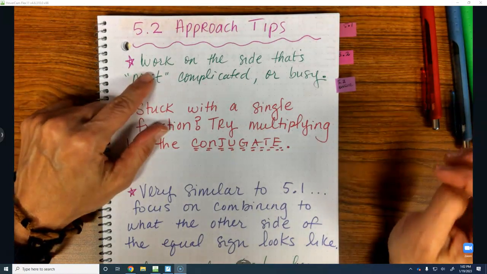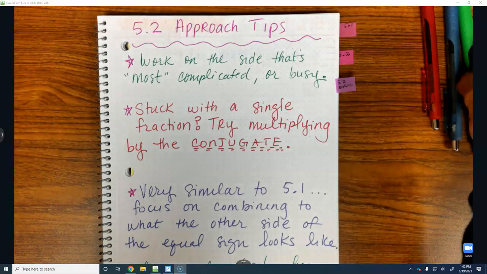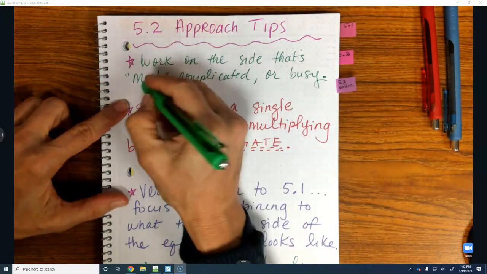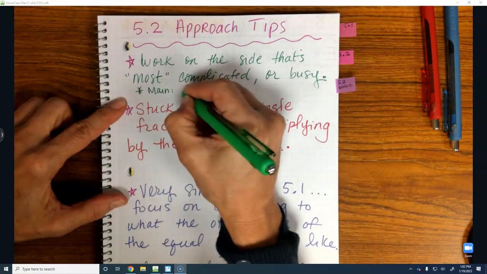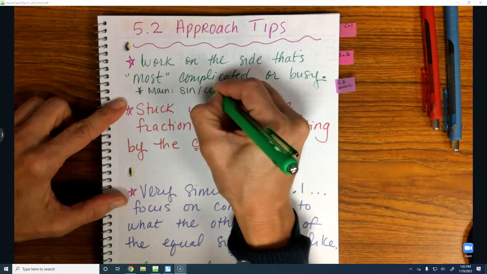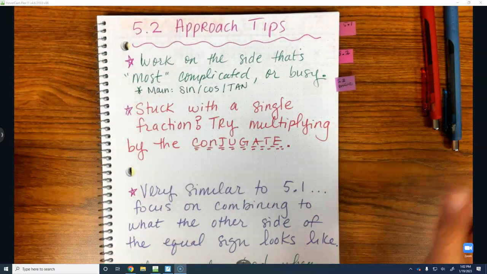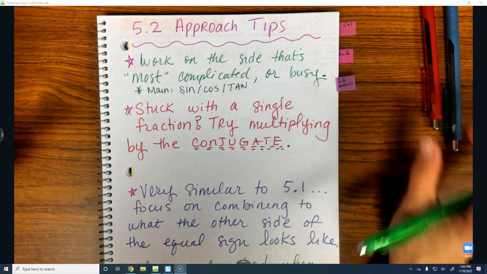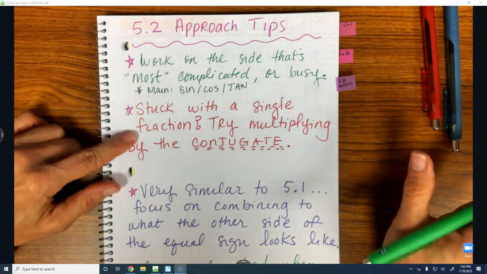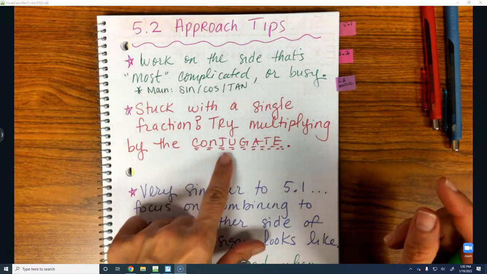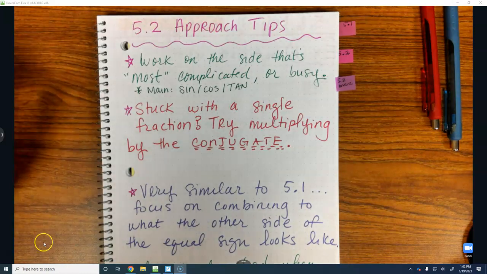So first of all, we are going to work on the side that looks the most complicated or the most busy. We're going to add one more thing. We're also going to focus on the main trig functions, which are sine, cosine, and tangent. So if that's present, that's also going to be the first thing that we want to leave alone. If we are stuck with anything like a single fraction, try multiplying by the conjugate. And remember, that is a binomial that has the opposite sign in the middle.